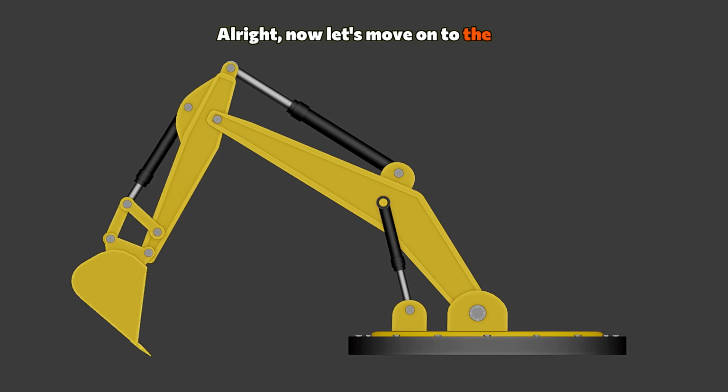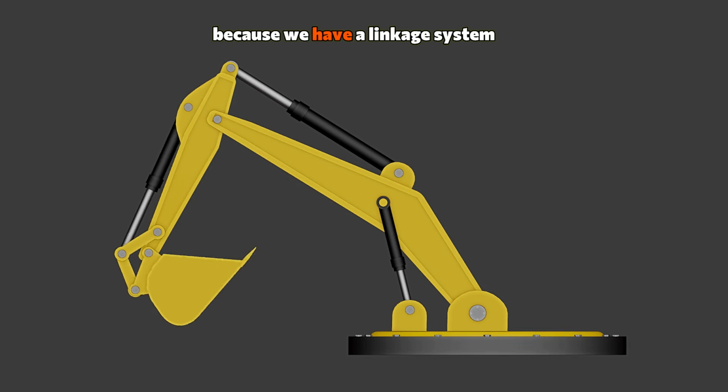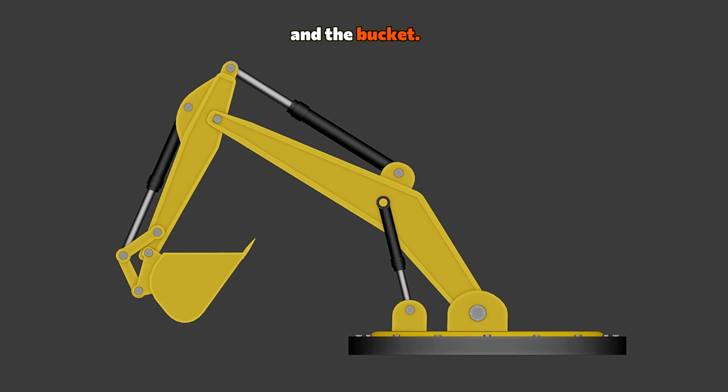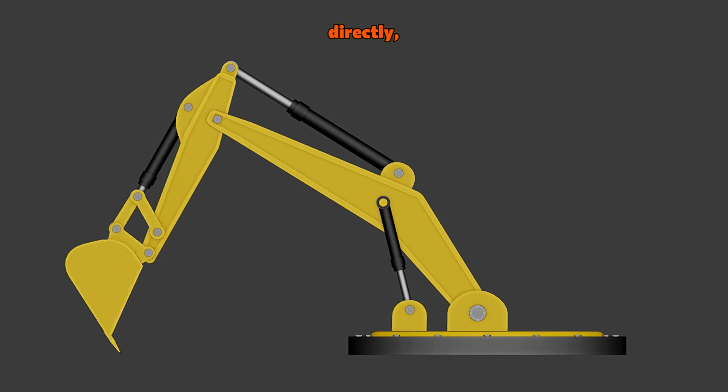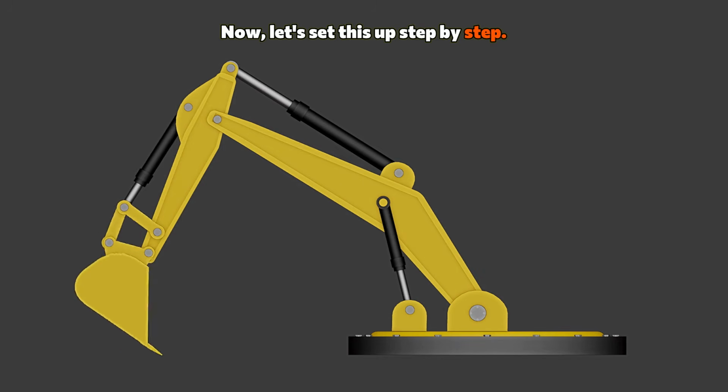Alright, now let's move on to the piston that controls the bucket mechanism. This setup is a bit different because we have a linkage system between the piston and the bucket. Instead of driving the bucket directly, the piston moves the linkage, and the linkage transfers that motion to the bucket. Now let's set this up step by step.